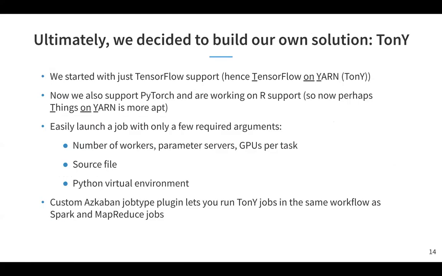So after revisiting all the existing solutions, we ultimately decided to build our own solution, which is Tony. We started with just TensorFlow support, that's why we call it TensorFlow on YARN. Tony is a shortcut: T for TensorFlow, ON for on, and Y for YARN. But now we also support PyTorch, and we are also working on R support. So now it's more like ML on YARN, to be more appropriate. And it can be used to easily launch a job with only a few required arguments.